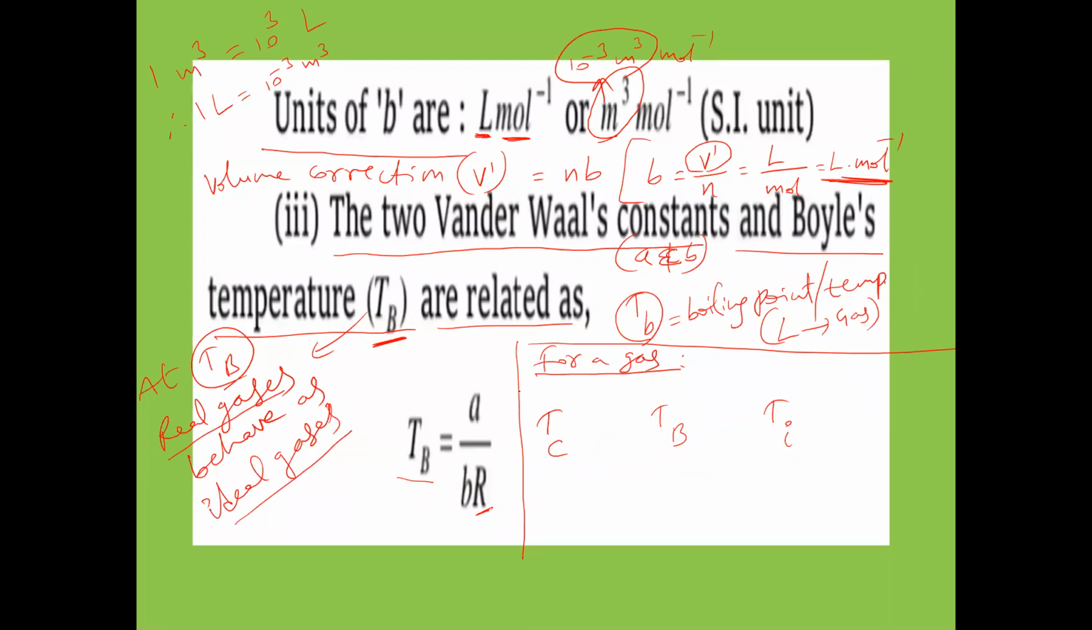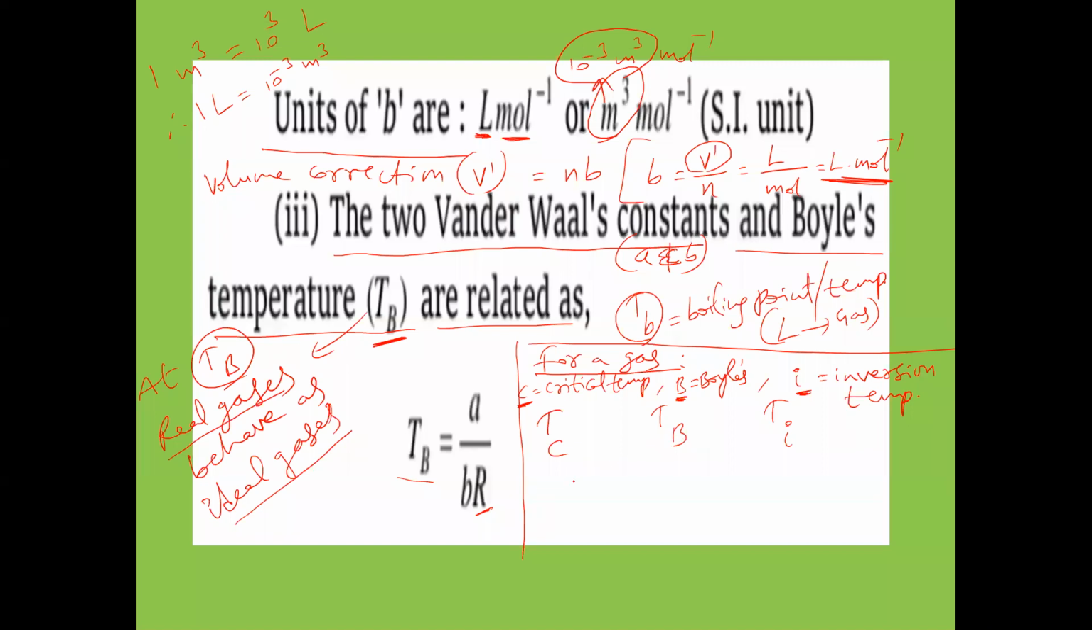So what is C here? C is critical temperature. And B is Boyle temperature. What is I here? I is inversion temperature. So how many types of temperatures are there for a given gas? Three types of temperatures: critical temperature, Boyle temperature, inversion temperature. CBI.